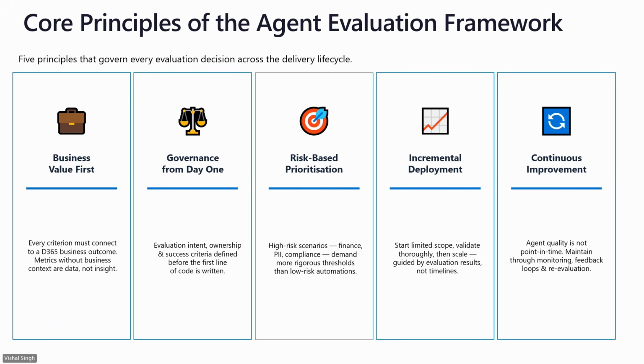Then comes risk-based prioritization. Not all agents carry the same risk. An agent that suggests a knowledge-base article carries different risk than one which writes financial records or handles PII information. This principle says match your evaluation rigor to the stakes. High-risk scenarios like finance, compliance, and customer data demand more thorough thresholds and more extensive test coverage. Low-risk automation like knowledge sources can move faster. So please do not apply the same bar to everything.